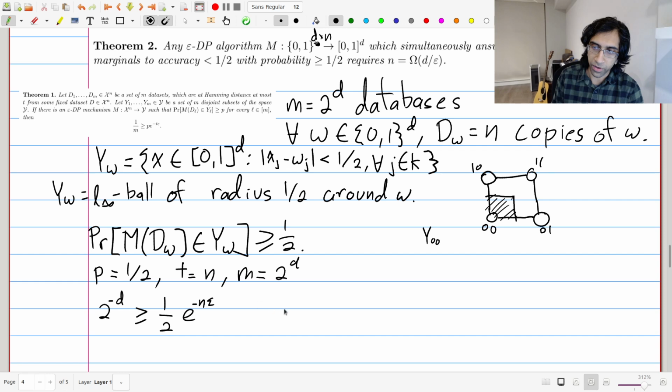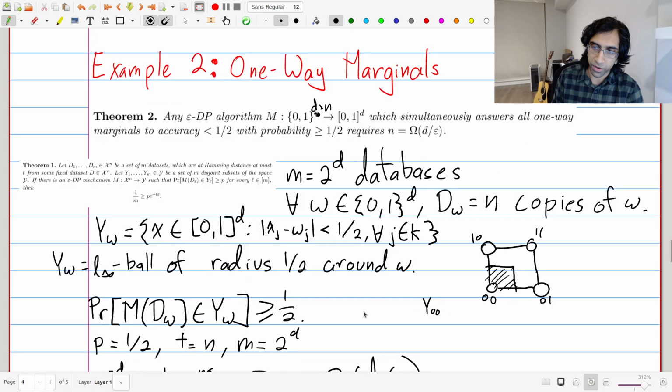And just taking the log of both sides and rearranging, this will imply that n is omega of d over epsilon, which is exactly what we set out to prove. So you can see how easy this was to apply. It wasn't really hard at all.